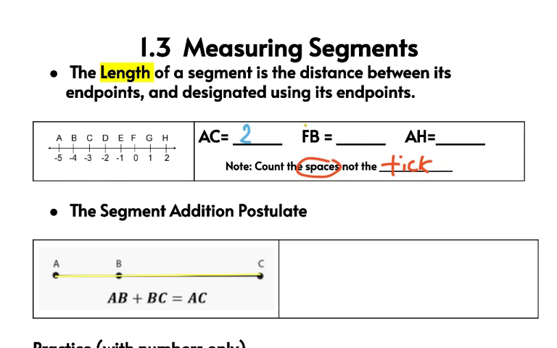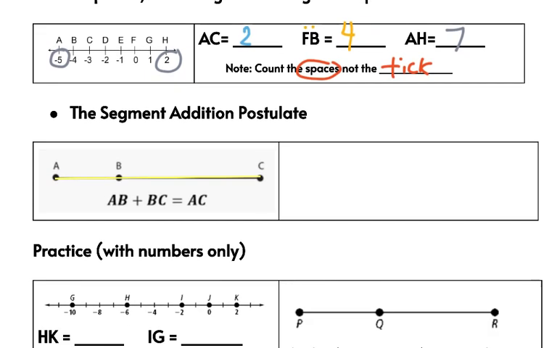So the distance from F to B, I'll count the spaces from F to B. 1, 2, 3, 4, done. And then from A to H is the whole way, which honestly, too, you might say, well, from -5 to 2, I know that's 7 units. Well, then just put a 7 on there, right? I don't really care. It's easy.